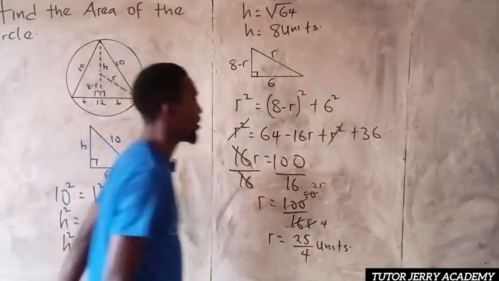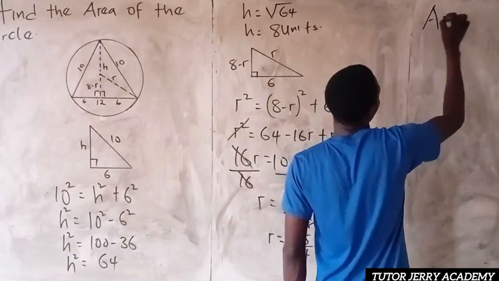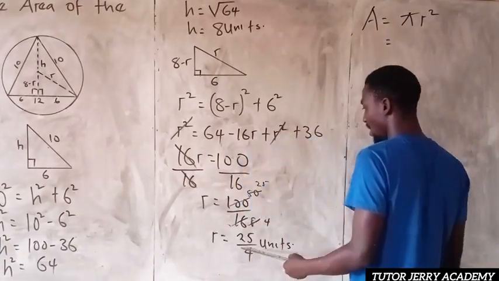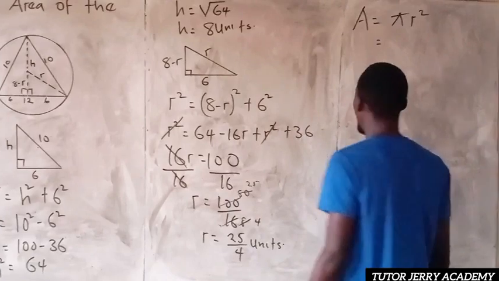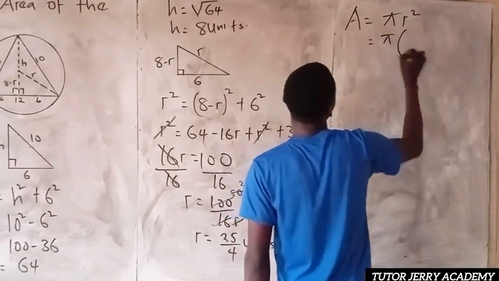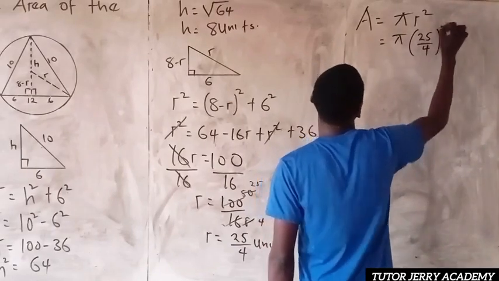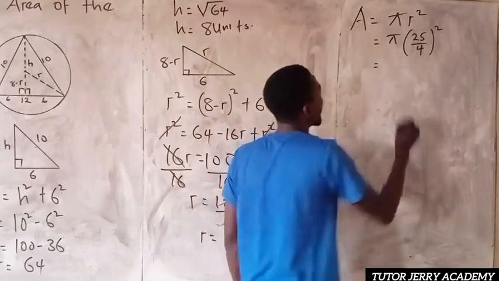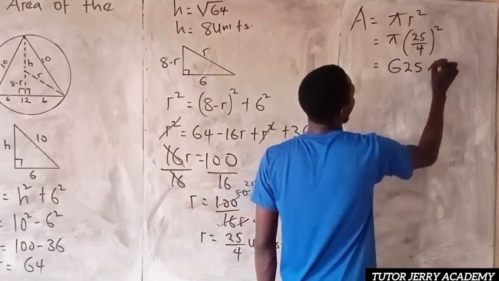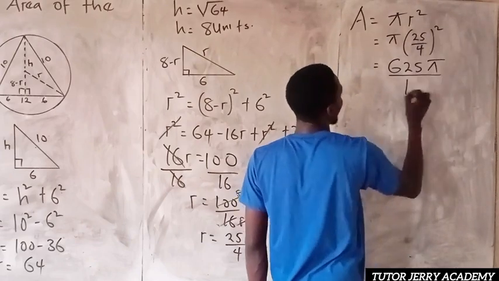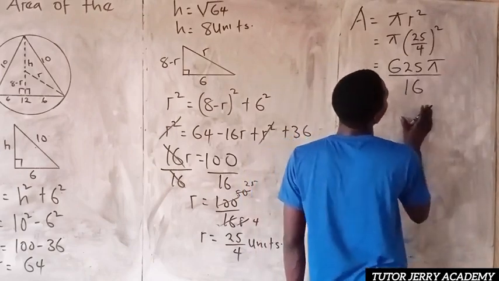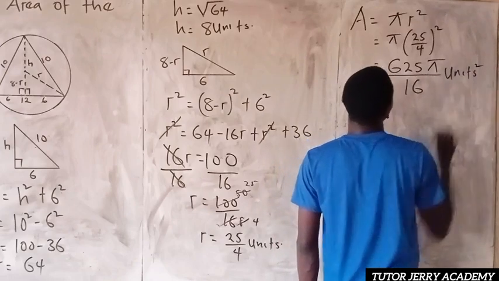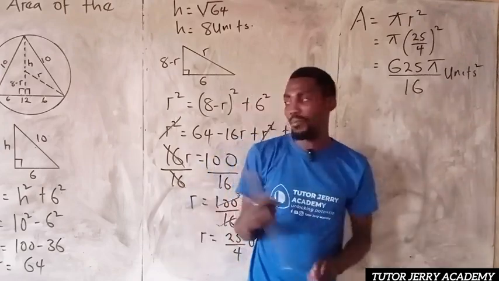Now the area of a circle is equal to pi r squared. So we know what our radius is. Our radius is 25 over 4. So it's going to be pi times 25 over 4, all squared. This is going to be equal to 25 squared, which is 625. So we're going to have 625 pi all over 4 squared, which is 16. So this is going to be 625 pi over 16 units squared. So this is the answer for the above question.